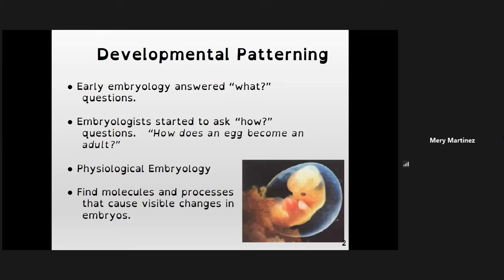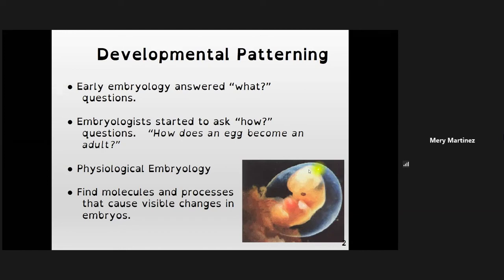How does this developmental process occur? How is this part created? How does an egg become an adult? Thus, the field of physiological embryology was born, because we talk about the how, the physiology, how this works, how this functions. So the physiological embryology goal is to find the molecules and processes that cause the visible changes in the embryo, like we see in here.